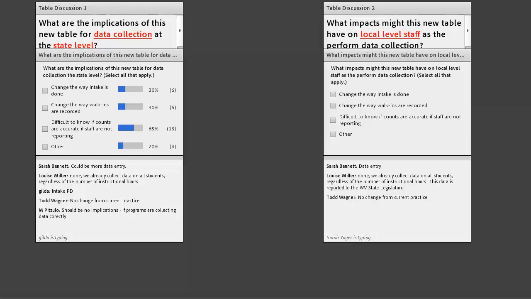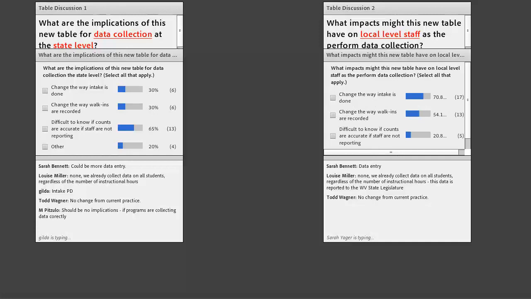Okay. So the implications at the state level, you can see a majority of people say it's difficult to know if counts are accurate if staff are not reporting. And on the local level side, the majority, we have people saying change the way the intake is done, change the way walk-ins are recorded.